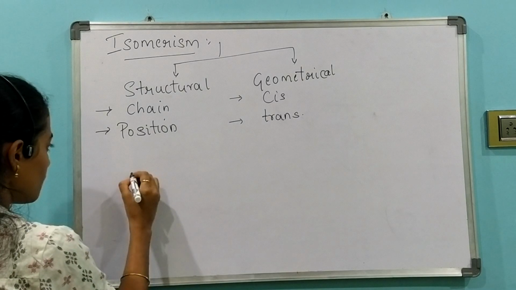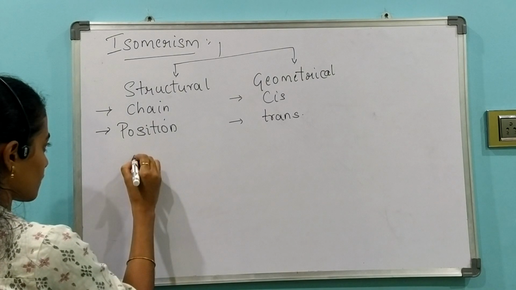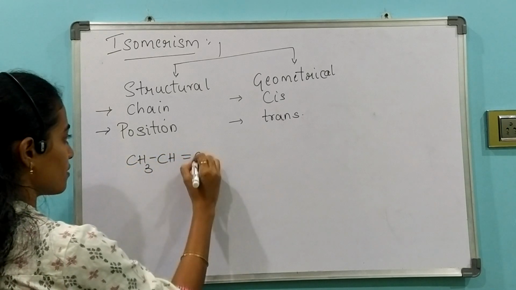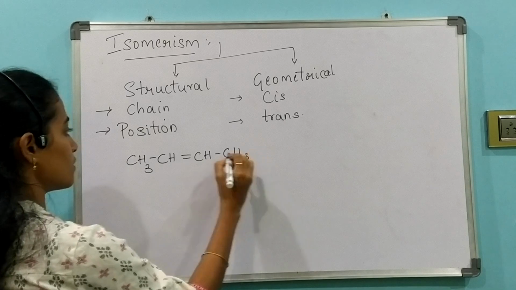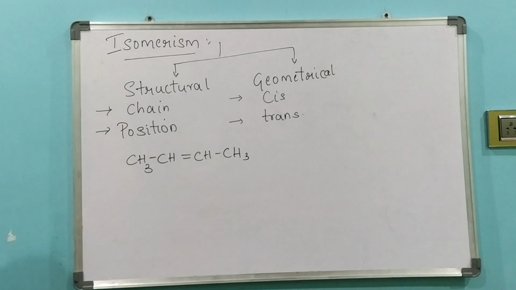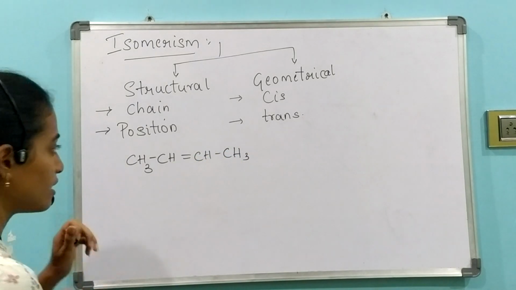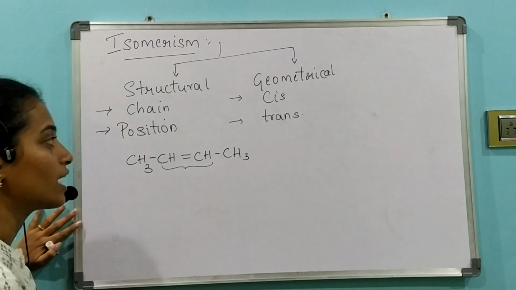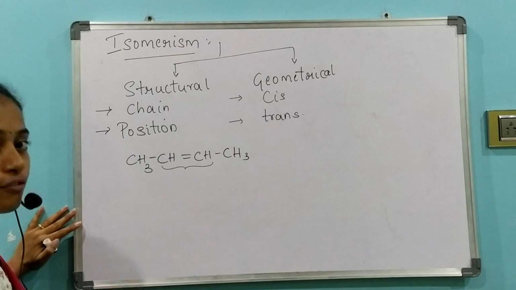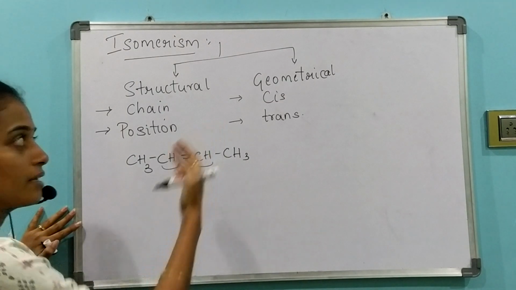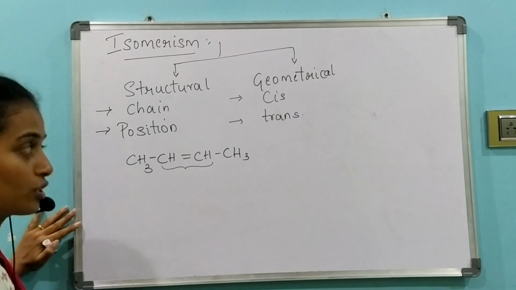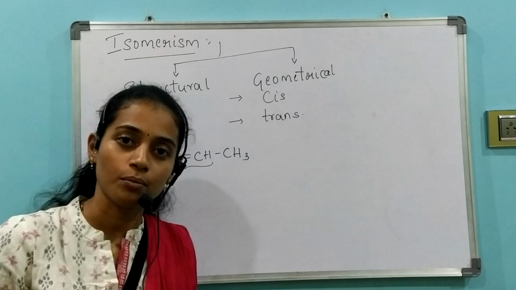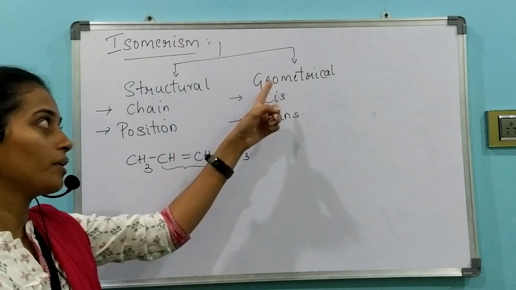Take an example, that is CH3, CH, double bond CH, CH3. Again I have taken but-2-ene. How will I arrange it now? See, across the double bond, your spatial arrangement of the atoms will be different. Such isomers, you call them geometrical isomers. The definition is different spatial arrangement of the atoms across the carbon-carbon double bond. You call them geometrical isomers.